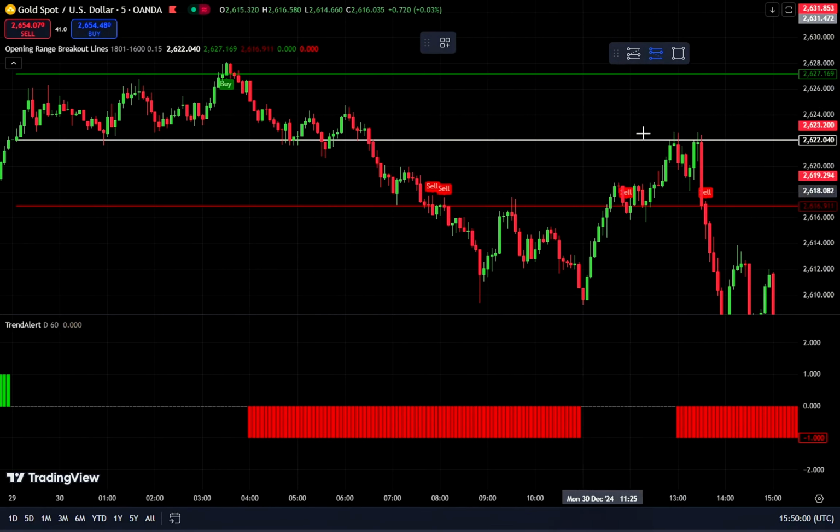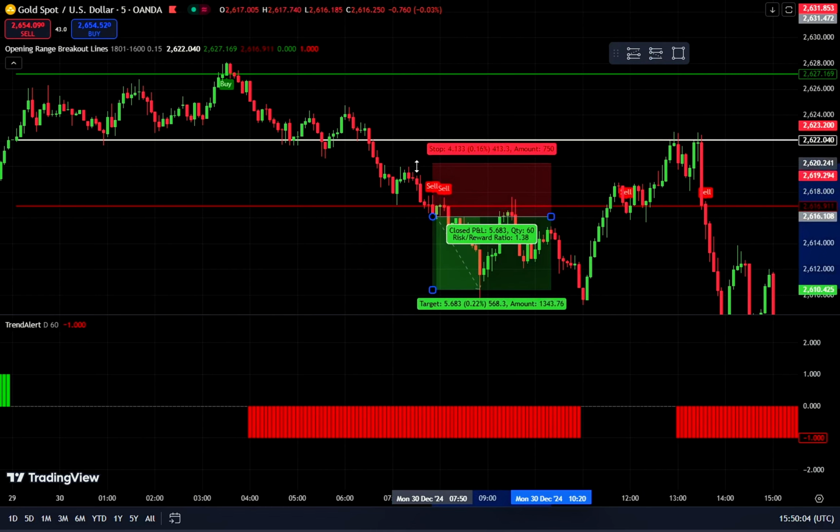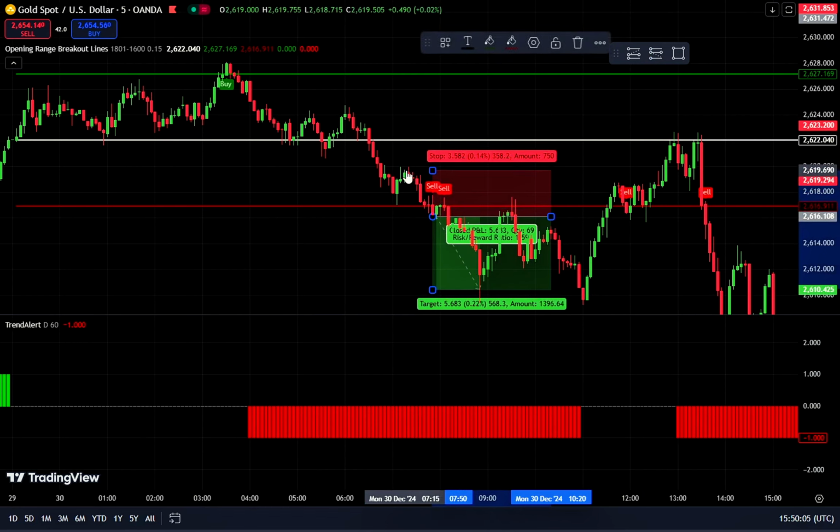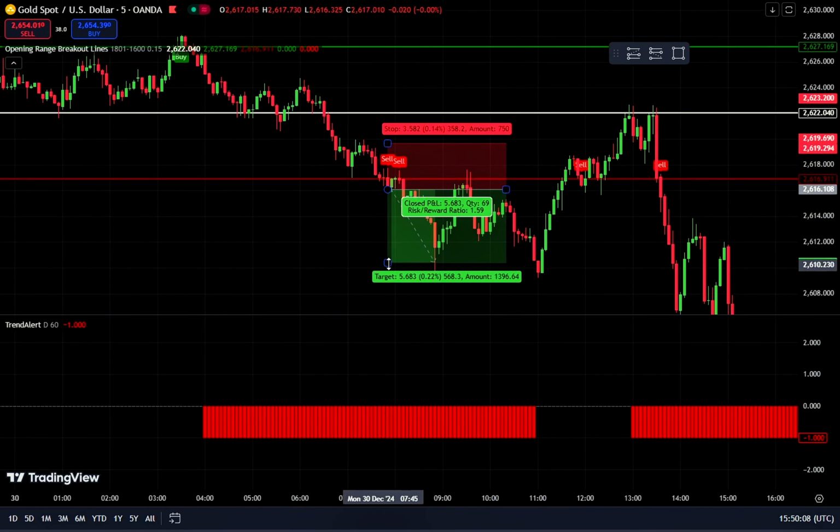Sell entry. Look for a bearish breakout below the red line from the opening breakout lines indicator. Confirm the breakout with the Trend Alert indicator. It must show a red trend. Ensure the candlestick that breaks out is bearish. Place the sell order after the candlestick closes. Set your stop loss at the most recent high. Use a 1 to 1.5 risk-to-reward ratio for your take-profit target.